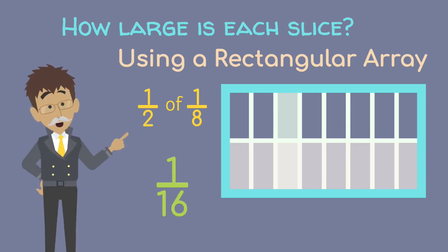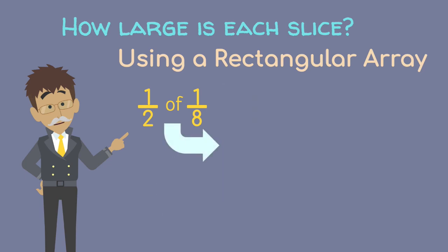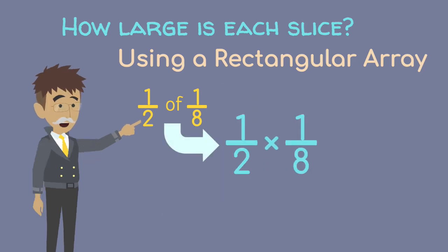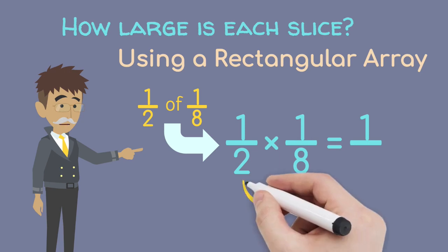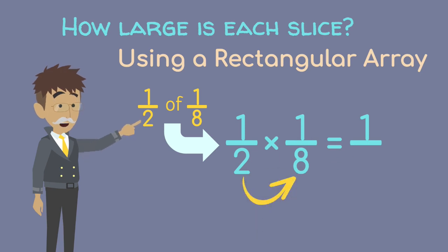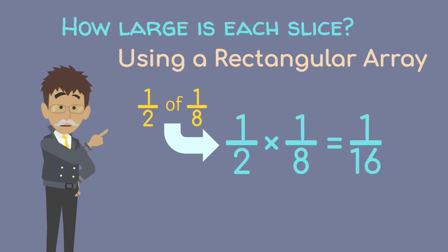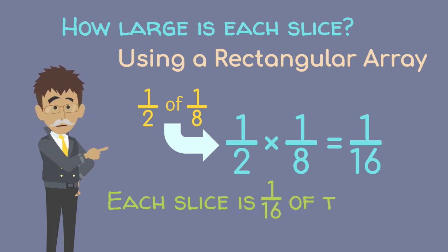Next, let's write the problem as a mathematical expression. 1/8 multiplied by 1/2. Notice that the product of the numerators, 1 and 1, is 1, which was represented by the 1 row and 1 column shaded in. Now look at the denominators, 8 and 2. Notice these form the array's dimensions and give a product of 16. We get a final answer of 1/16, meaning that each slice's size is 1/16 of a whole pizza.